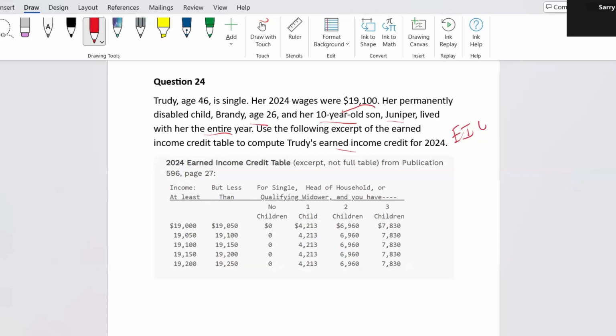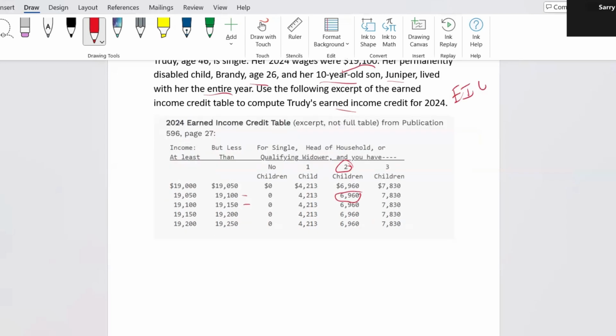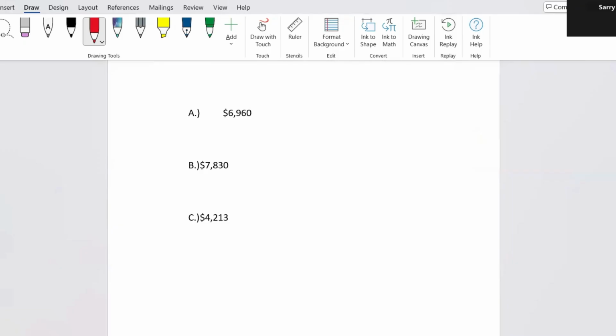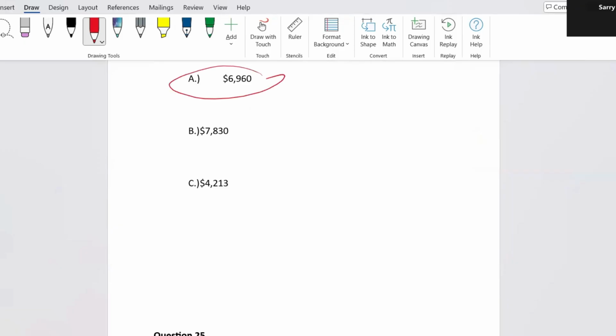This actually doesn't matter, right? She's either here or here. And then she has technically two children, because Brandy is disabled. She's a qualifying child. So the amount would be right here, 6,960. And let's just double check that one. Yep, 6,960. You'll need to understand EIC for the enrolled agent exam. Understand who qualifies. Understand also the phase-out limits for it, like the maximum amount of money you can earn to qualify for EIC for single, head of household, and married filing jointly.